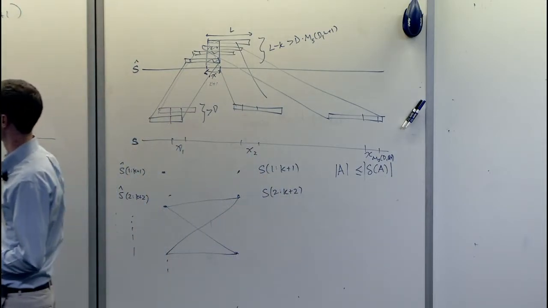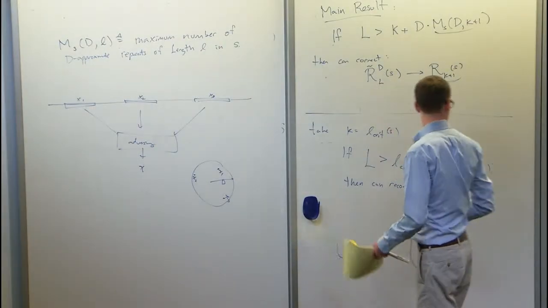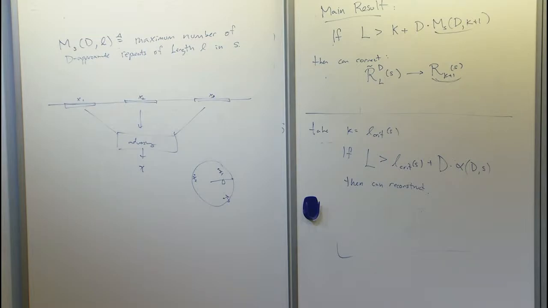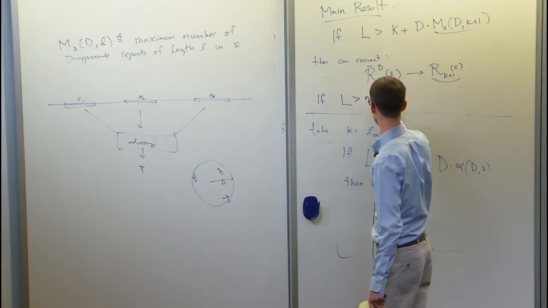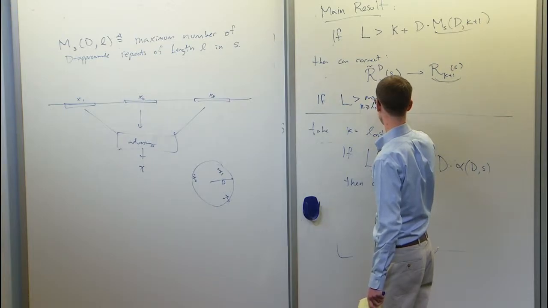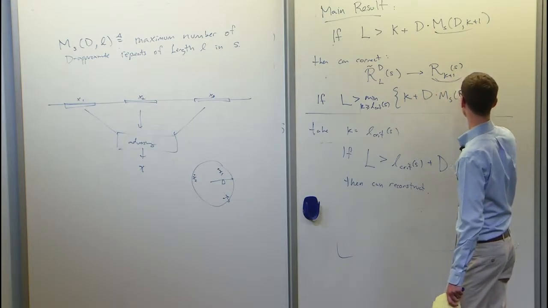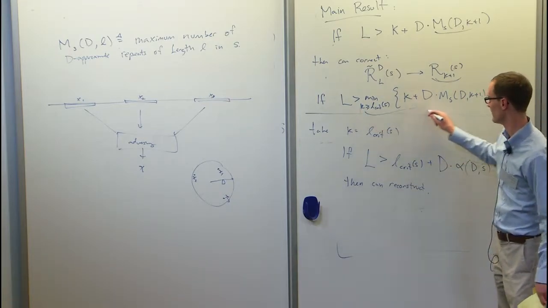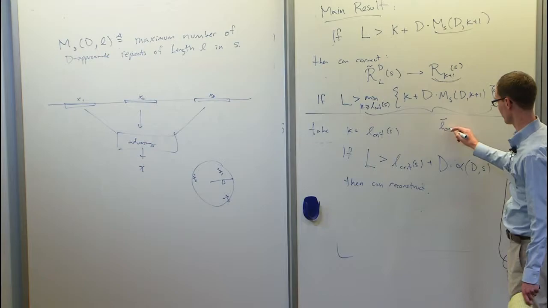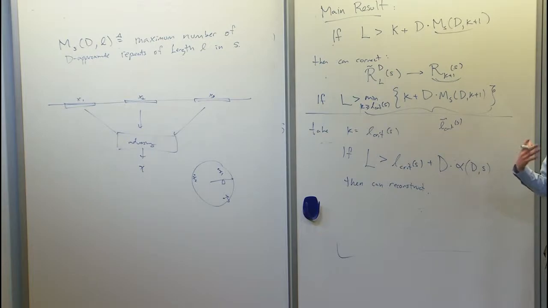So one final comment. We might say now that if L is greater than min K greater than S, okay, this we might call L tilde critical. So if my read length exceeds this, then I'm guaranteed to be able to reconstruct a sequence.